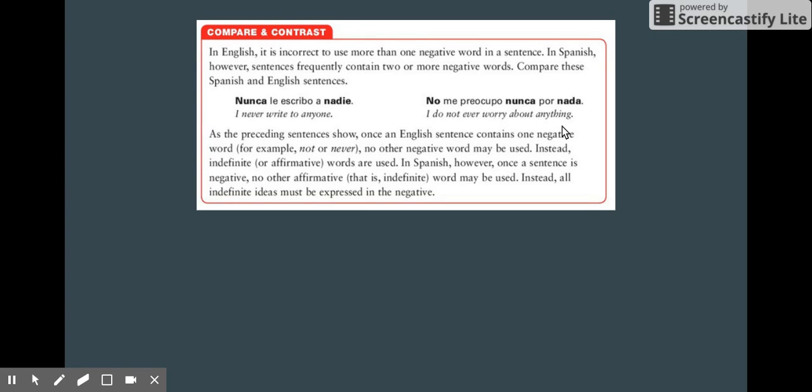Or in this one, I don't ever worry about anything. I do not is the negative part, and anything is an indefinite word in English. But in Spanish, since you already have the no and nunca, the anything has to be a negative word in Spanish, so nada.